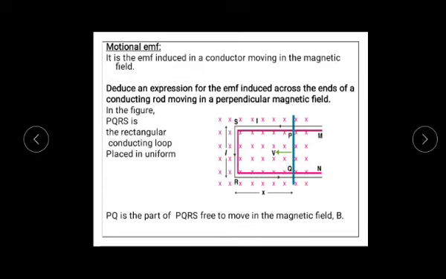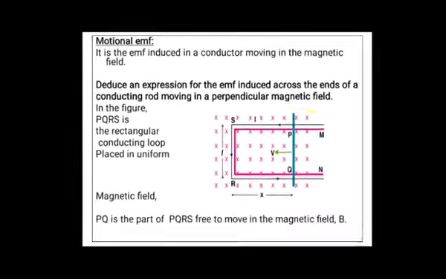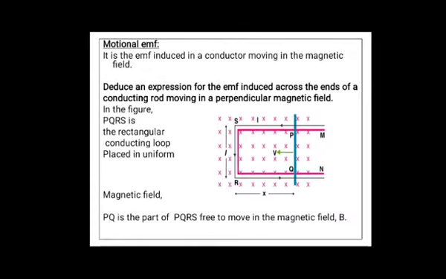Then it is placed in a uniform magnetic field. This rectangular conducting loop is placed in a uniform magnetic field. In this uniform magnetic field we have placed one conducting loop. In that, PQ is this part. Okay, this PQ is part of PQRS, free to move in the magnetic field B. Means easily you can move this rod. It is rod-like, you can move this one.